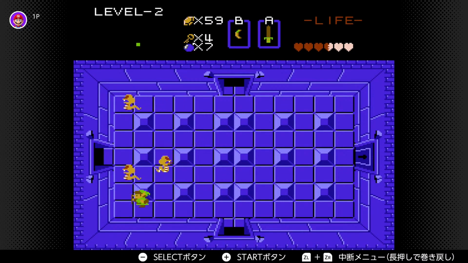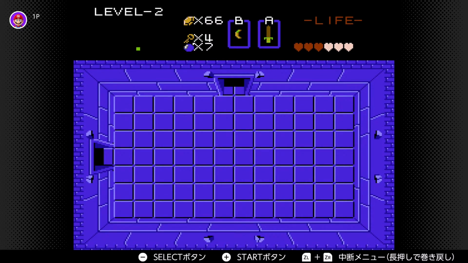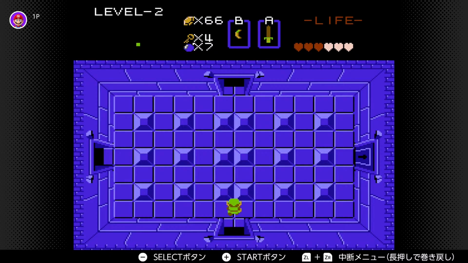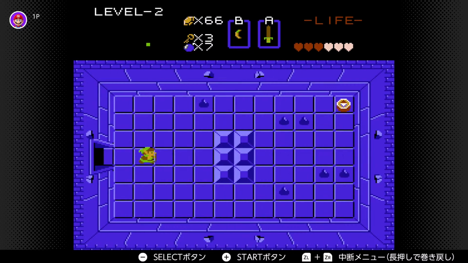Okay, nice that we are getting more money, more rupees. I think we can already afford the blue candle. So we'll get that when we get back to the overworld. Let's enter here, and we get the compass, which will point, of course, to the top, as we have already seen. Okay.